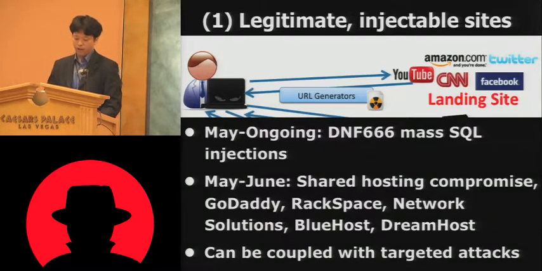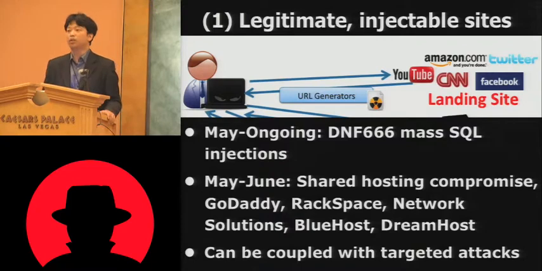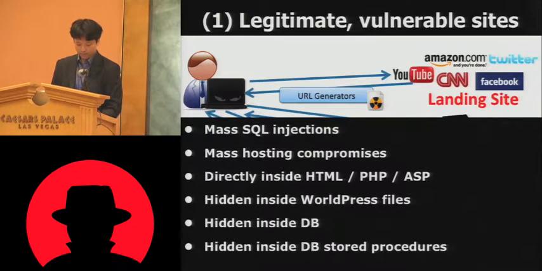The way to do that is, for example, mass SQL injections, massively using SQL injection vulnerabilities that exist in websites. From May to June, we saw mass scale shared hosting compromise, and these included GoDaddy, Rackspace, Network Solutions, Bluehost, and DreamHost. And such an attack can be coupled with targeted attacks. So again, mass SQL injection and hosting compromise.